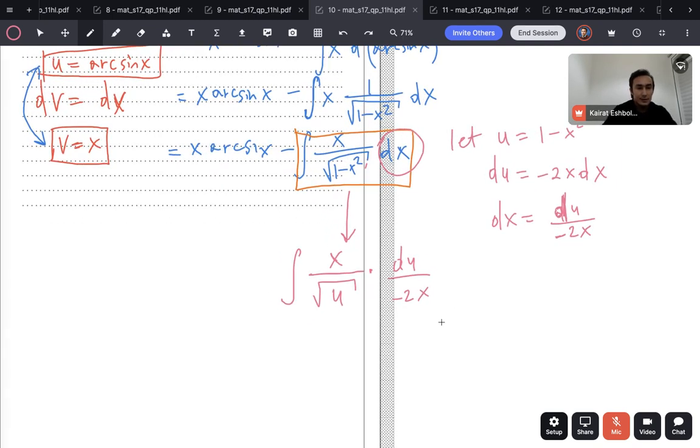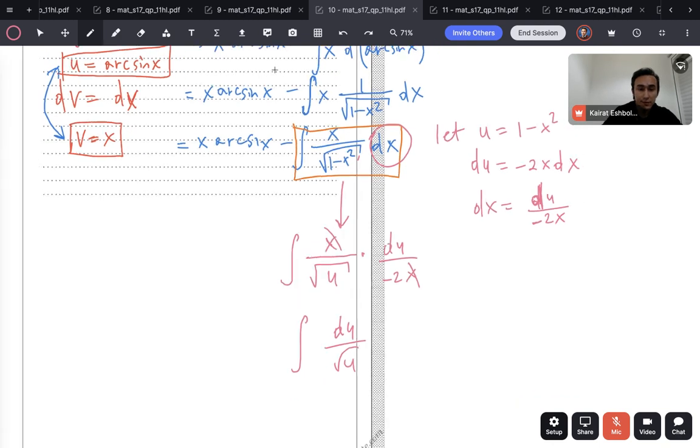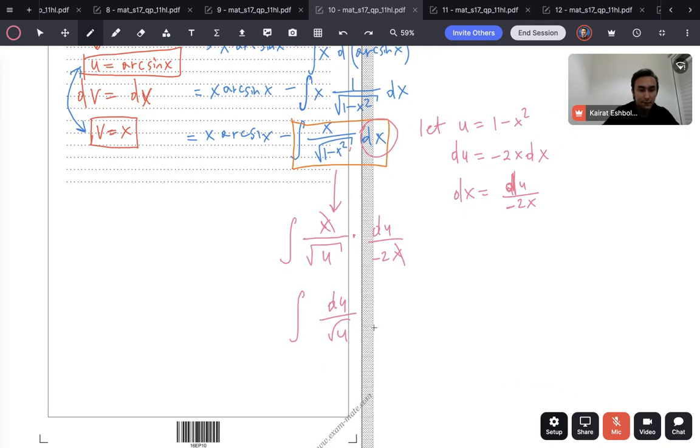Okay, and then let's simplify this. As you can see here, the x and x cancel out. So then that's the integral of du over root u. But then du over root u can be written in this way. By the way, this arc sine we just copy down here. This arc sine, don't forget about it. It's still on the left, where it is.